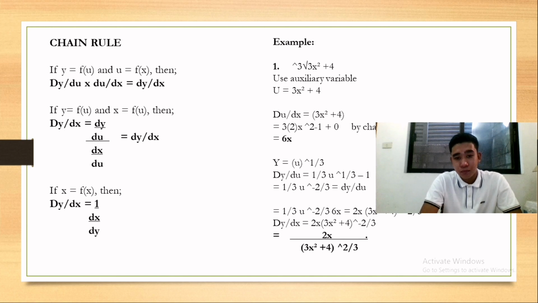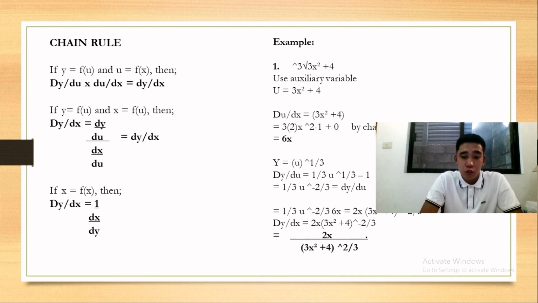Example, y equals cube root of 3x squared plus 4. Tapos use auxiliary variables, kaya ang gagamit natin ay u equals 3x squared plus 4. Tapos du over dx equals derivative of 3x squared plus 4. Tapos 3 times 2x raised to 2 minus 1 plus 0. Kaya ang magiging sagot ay 6x.